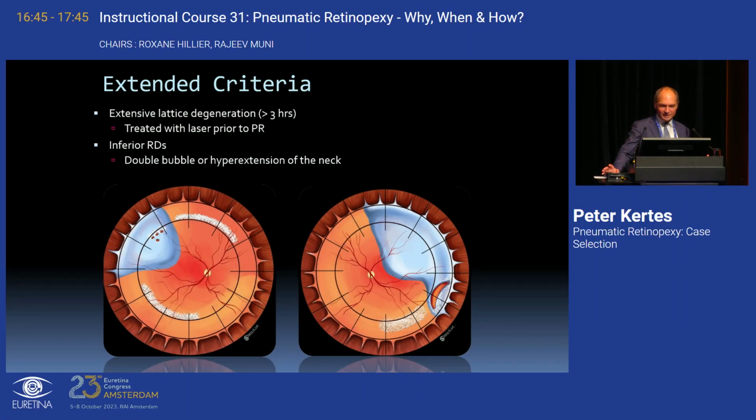So patients with extensive lattice degeneration: there used to be a philosophy that if they had more than 3 clock hours of lattice degeneration, you should probably avoid pneumatic retinopexy. I don't think there's any truth to that. We will treat some patients with detachments with breaks below the 4 and 8 o'clock meridians. Sometimes that will require a second bubble, but it is often successful.